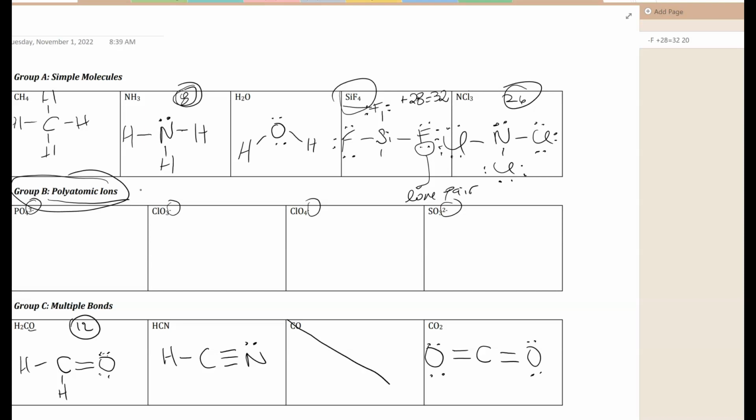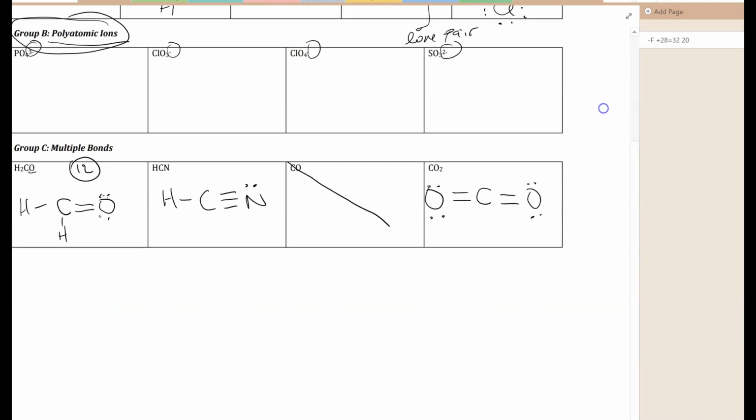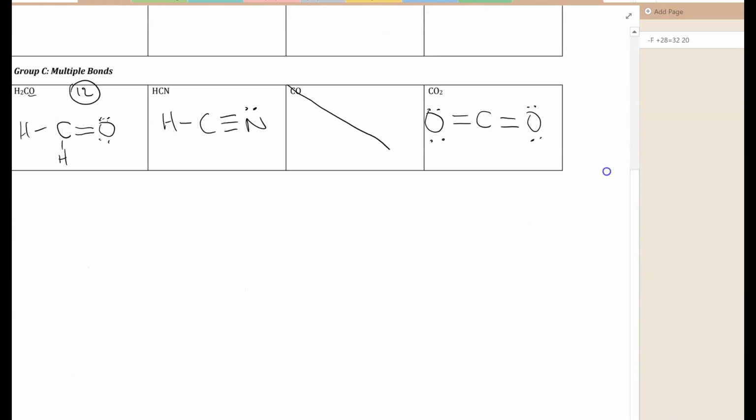But I'm going to leave polyatomic ions alone for the time being and do some more practice of just the regular Lewis structures.